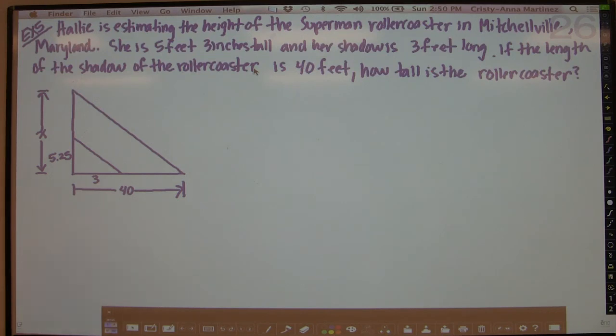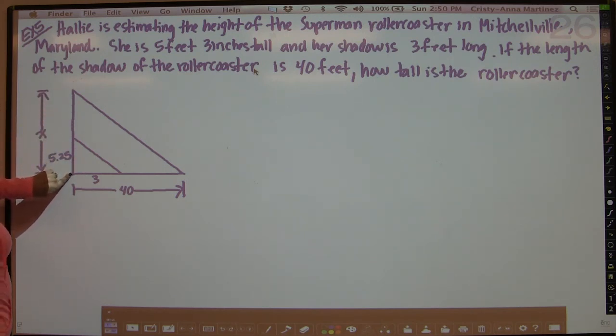So it says, Hallie or Haley, I'm not exactly sure how you're supposed to pronounce that. Holly, I don't know. But that person is estimating the height of the Superman roller coaster in Mitchellville, Maryland. She is 5 feet 3 inches tall, and her shadow is 3 feet long. If the length of the shadow of the roller coaster is 40 feet, how tall is the roller coaster? So I've created a diagram here that's kind of depicting the scenario. So we've got the actual roller coaster, which is this entire side here, is what we don't know.